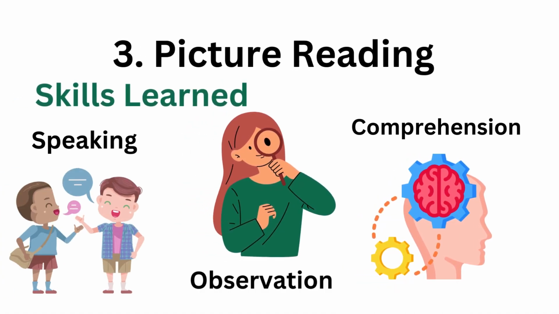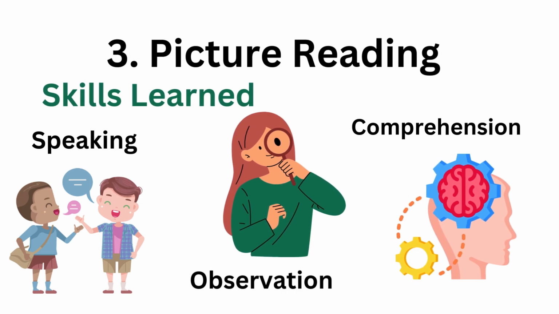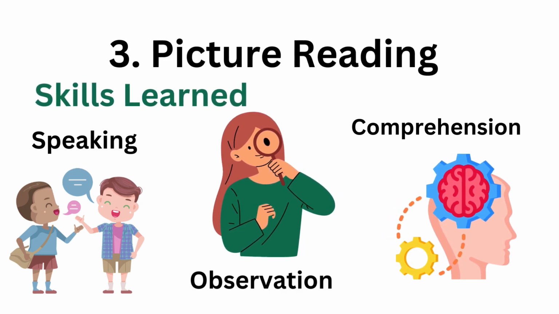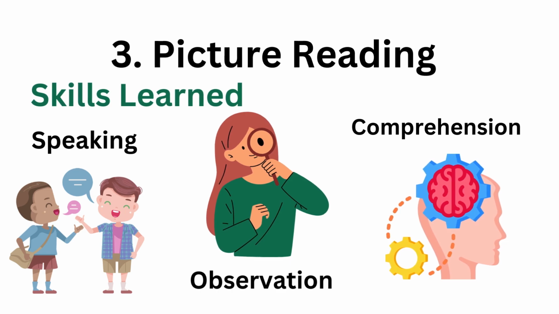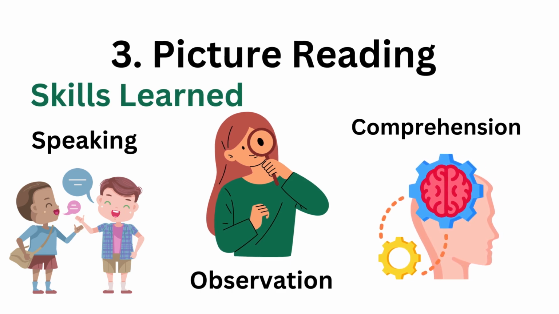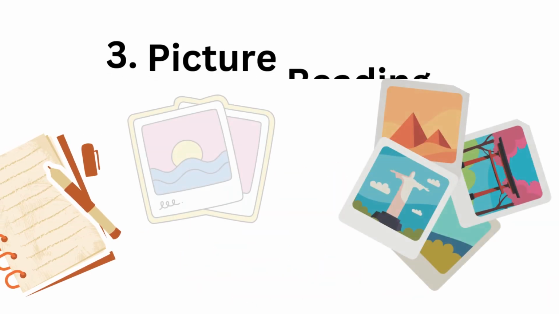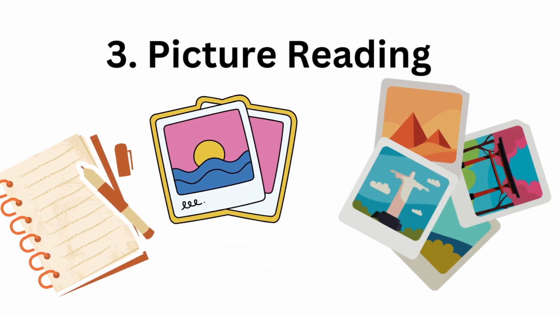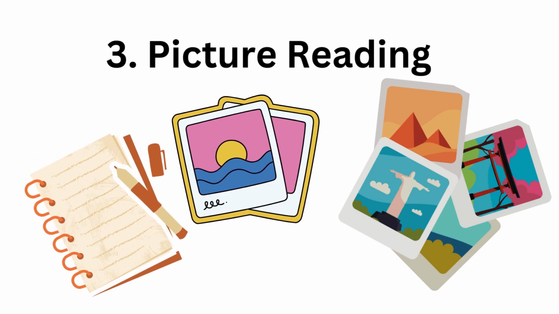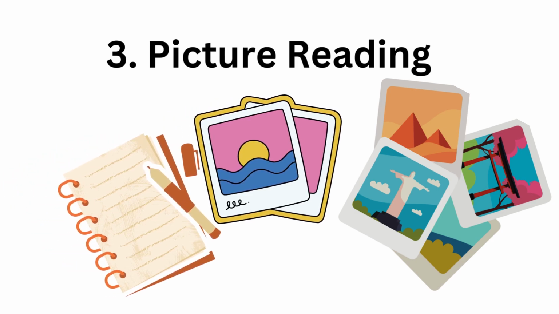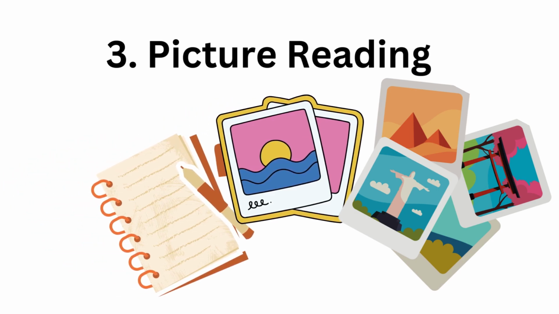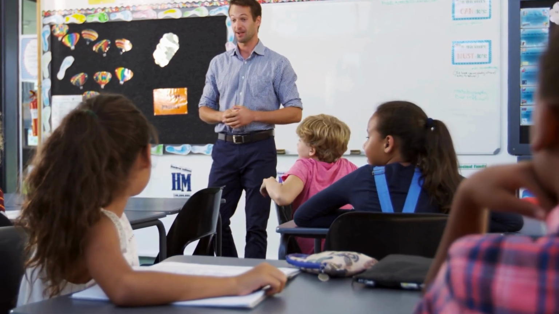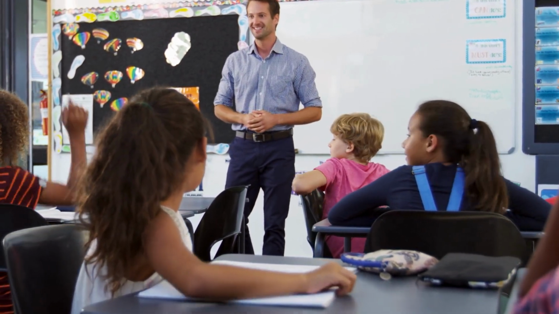The next creative English activity is picture reading. The skills a student learns are speaking skills, observation, and comprehension. You will need large colorful pictures, pen and paper for students to write down words. Now let us look at how this game is played.